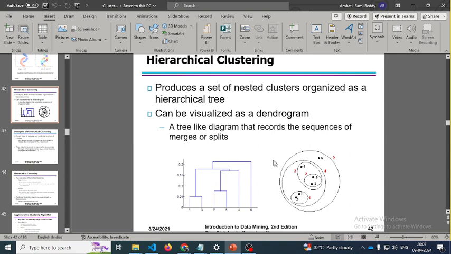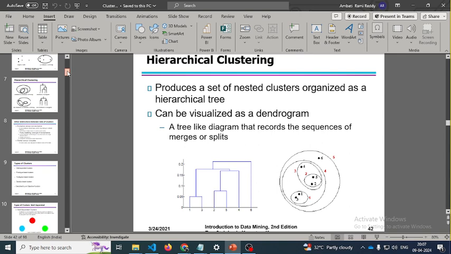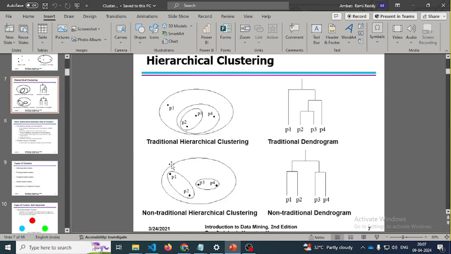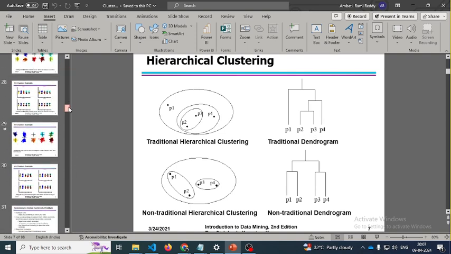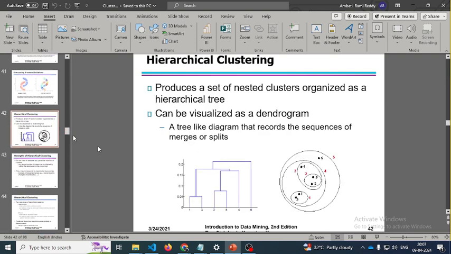You may use dendrograms, as I already told in the initial slides itself. You can go for either traditional hierarchical clustering or dendrogram. This is the direct representation of traditional hierarchical clustering. This is the dendrogram representation. You can use both kinds in hierarchical clustering.